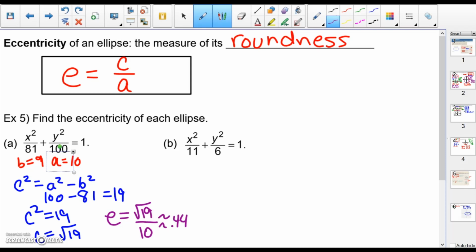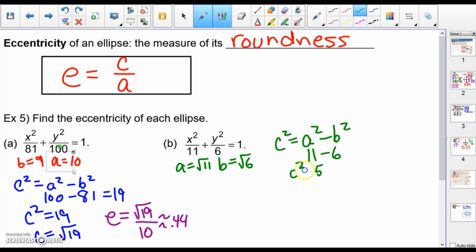So then we do the next one, and it's really the exact same thing. You can see that A is going to be the square root of 11, and B is going to be the square root of 6. So we need to find C. Well, that's just going to be 11 minus 6, which is 5. So C squared equals 5. C is the square root of 5.